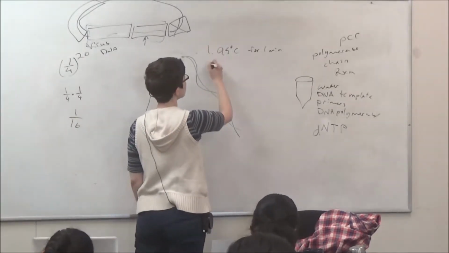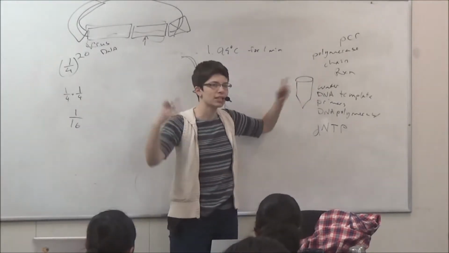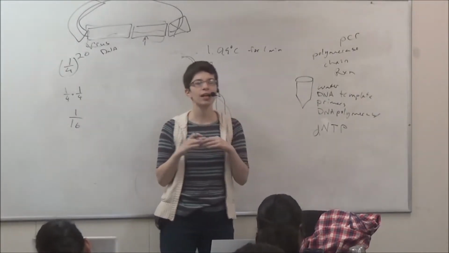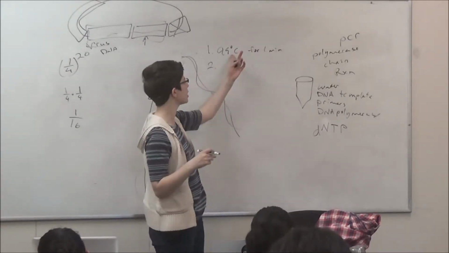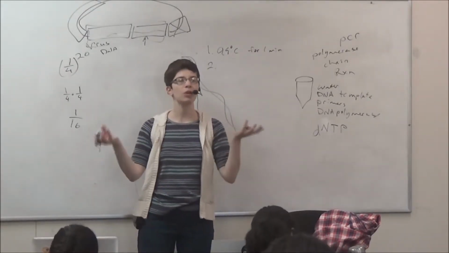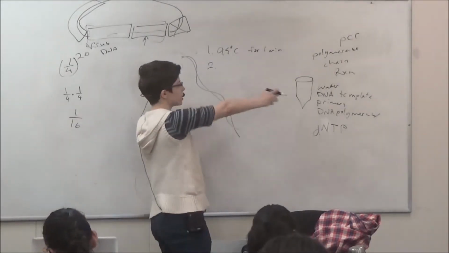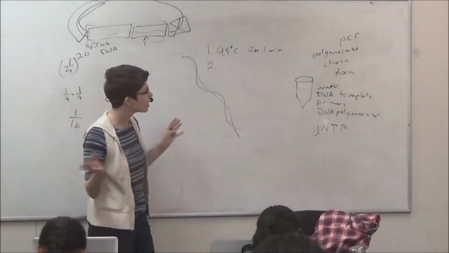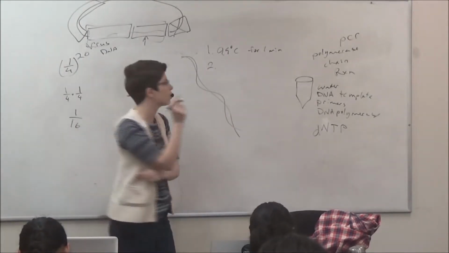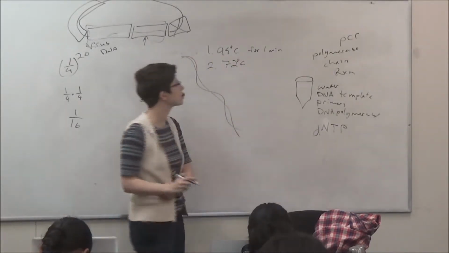Then step 2, well, we need the primers to attach to the DNA. So we're not going to need primase. We just let the primers attach to the DNA, but at 99 degrees Celsius they can't. We've got to make it cooler. If we make it too cold, all the DNA will start attaching back to the DNA. Right? So we don't make it too cold. We make it just cold enough. We make it like 72 degrees Celsius.